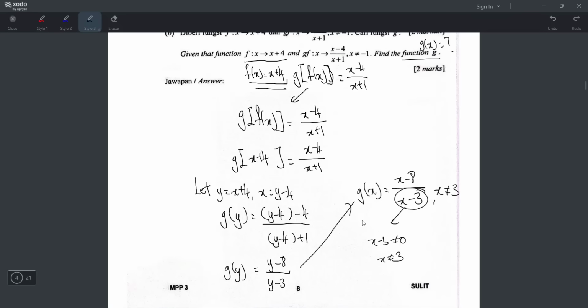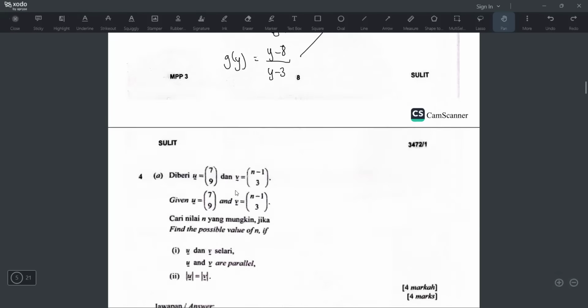Okay, but I'm gonna erase this. Yeah, because you don't need to show this, right? So I'll just write it beside. Alright, so yeah, that's the answer. Hope you understand. Okay, let's continue.